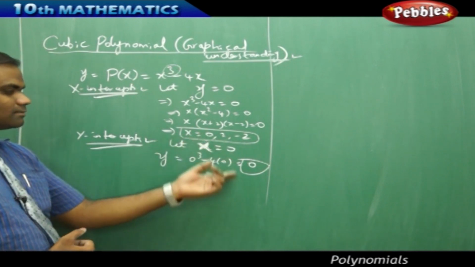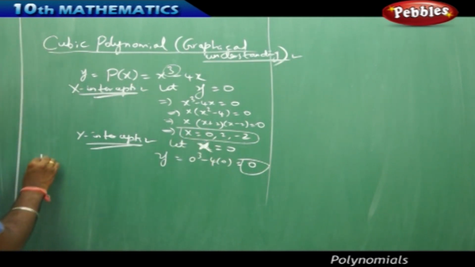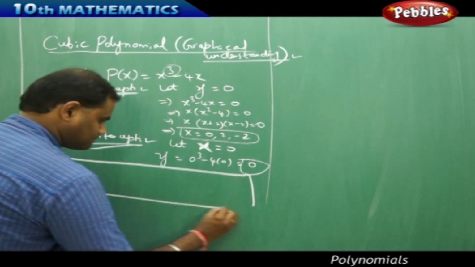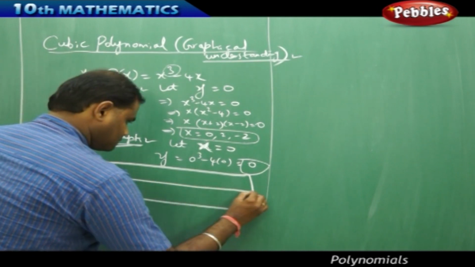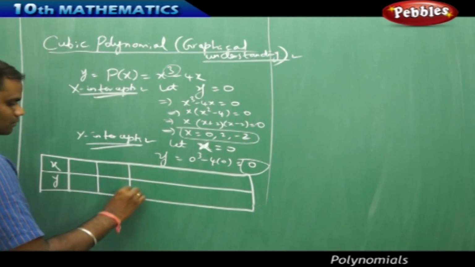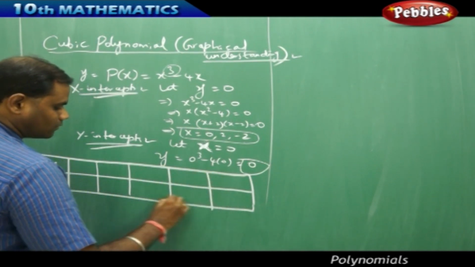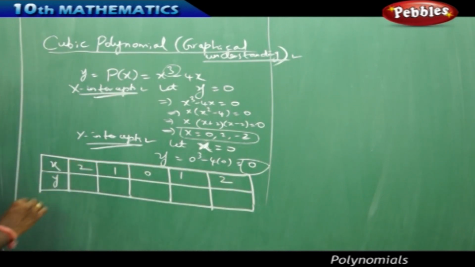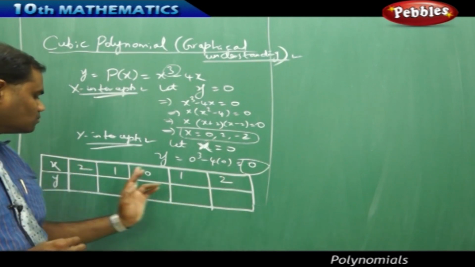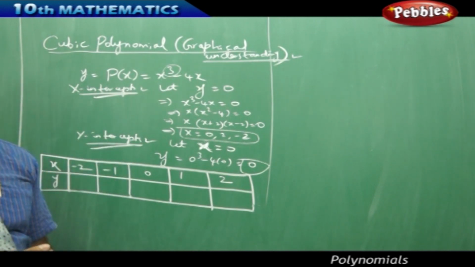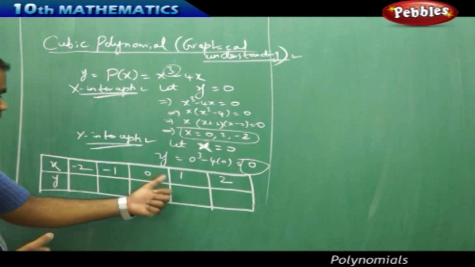Now, once I have the x and y-intercepts, I take the table of values, which I'm going to consider here. This is x and y. Let me randomly take a few values on the right and left as 0, 1, 2, and minus 1, minus 2, and then find the respective y values.